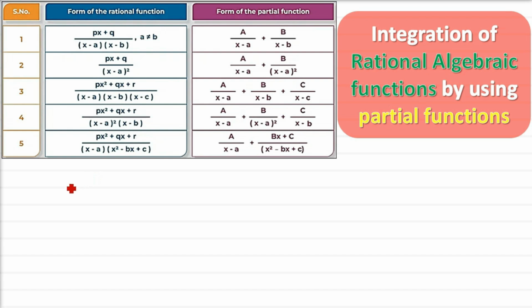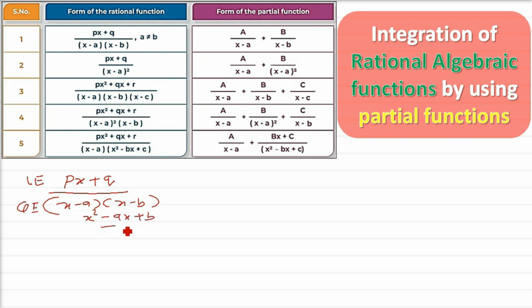Now what kind of questions are we going to get, what kind of relationship? If you have a linear function px plus q in the numerator and in the denominator you have x minus a into x minus b. These two, x minus a and x minus b, are factors. So the numerator is a linear expression and the denominator is quadratic. The degree of the numerator is less than the degree of the denominator. Sometimes you will not be given x minus a and x minus b directly; you have to form the factors.